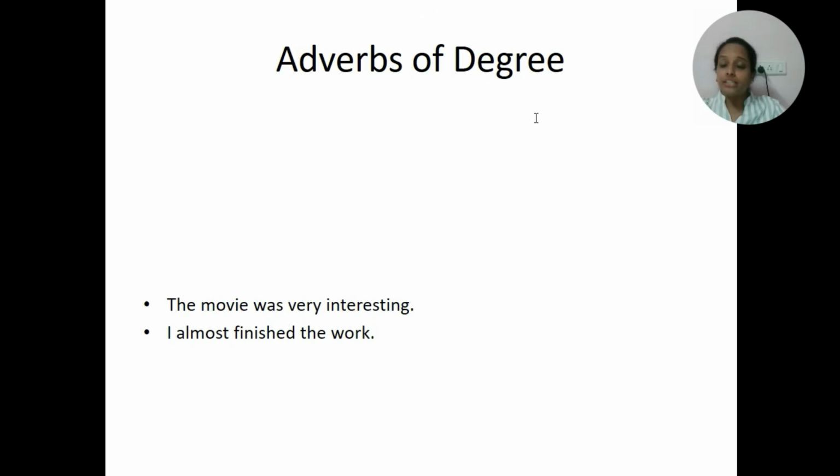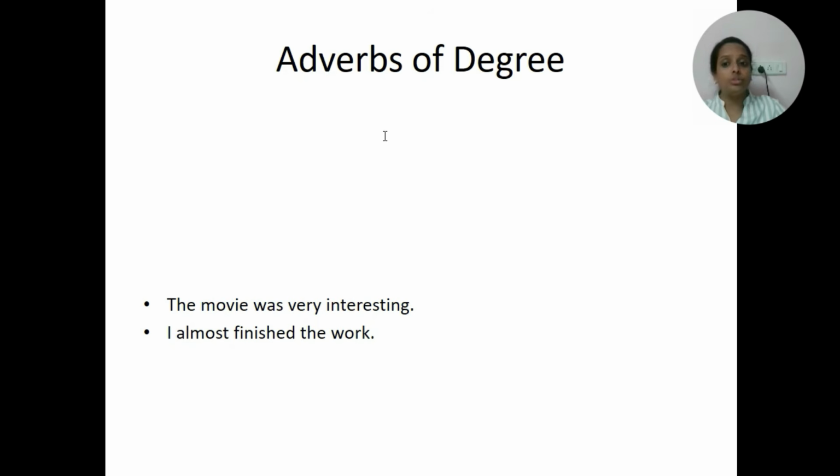Okay. And the next one is adverbs of degree. So these tell us how much or to what extent. Okay. To what extent, the degree, to what degree. The movie was very interesting. So, what is the degree of interesting here? Very. So, here the word very modifies the adjective interesting. Okay. And another example, I almost finished the work. To what extent did I finish? Almost. So, almost is an adverb of degree.